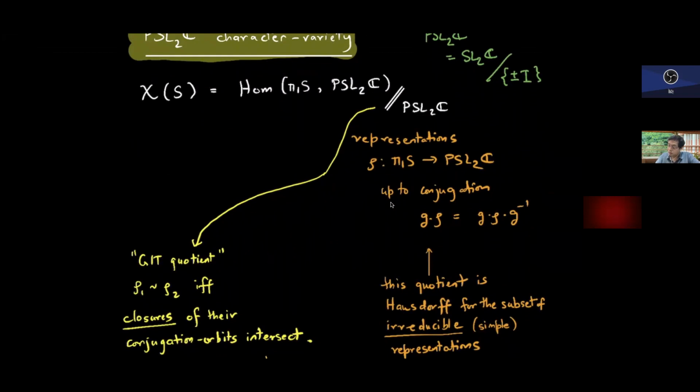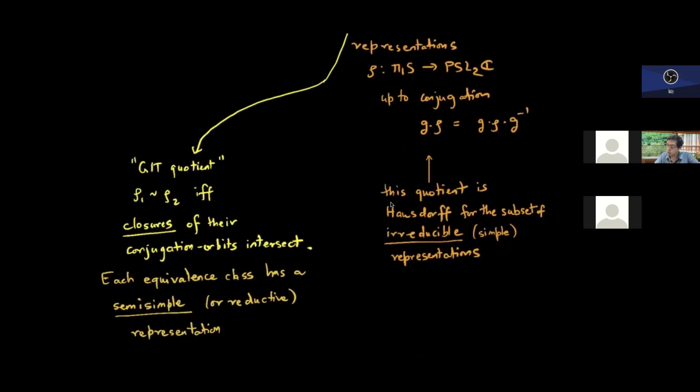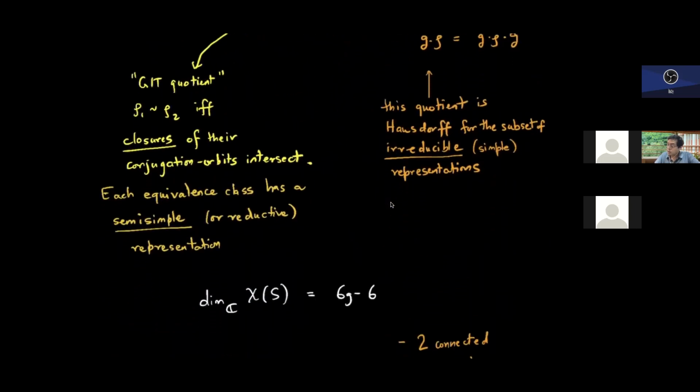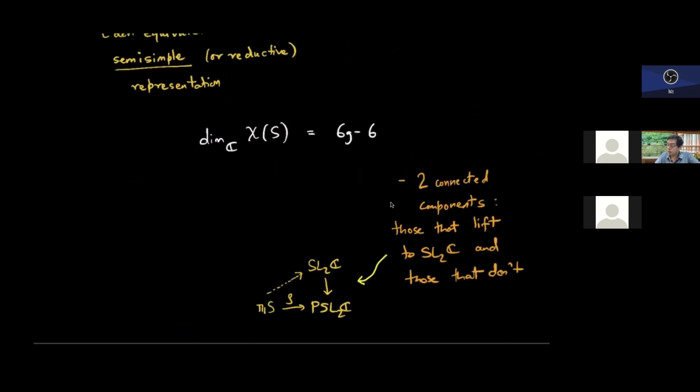Okay, and then let me indicate what this GIT quotient is. You have to identify more points. Two representations are the same if the closures of their conjugation orbits intersect. And if you don't like the GIT quotient, you can just restrict yourself to irreducible representations. And the usual quotient by conjugation works for that. In general, every equivalence class has a semi-simple representation. Anyway, so the quotient gives you an algebraic variety of dimension 6g minus 6.